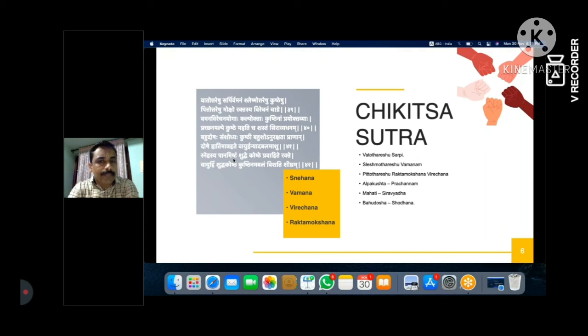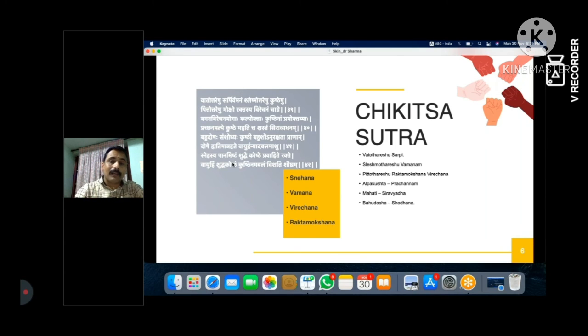Okay, so this is the Chikitsa Sutra mentioned by the Acharya. Sarpipana in Vatottara condition, Vamana in Shleshmottara condition, and Raktamokshana and Virechana in Pittottara condition. Acharya very wisely uses the terminology Vatottara. He doesn't mention Vataja condition, Sarpi. Instead, he mentions Vatottareshu Sarpi. In Vatottara condition, Sarpi should be given, and in Shleshmottara condition, Vamana.